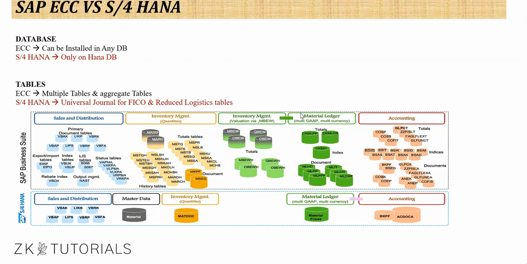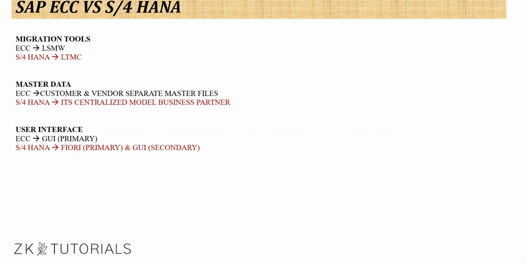The next thing we are going to have is the migration tools. One of the most popular topics in the comparison between ECC and S4 HANA is the migration tool. What is this migration tool? We are just speaking about migration, right? For example, the people who are using ECC want to migrate to S4 HANA. There is no other option, they want to migrate to S4 HANA.